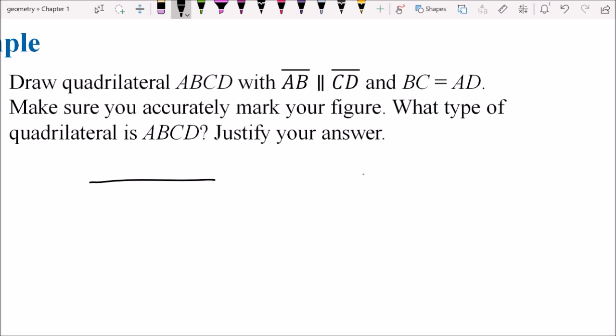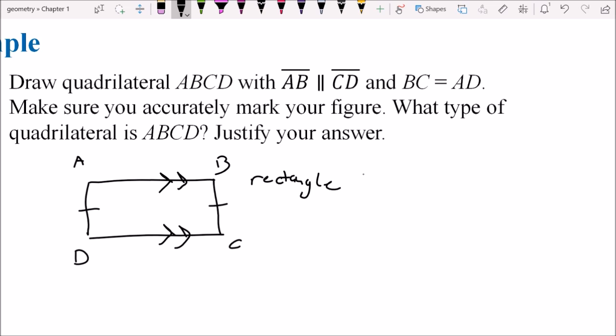The first one is if you draw AB and CD like this, and they said to mark it so that AB and CD are parallel, and they said BC needs to be the same length as AD. That's the first way to draw it. And if you do that, that ends up being a rectangle.